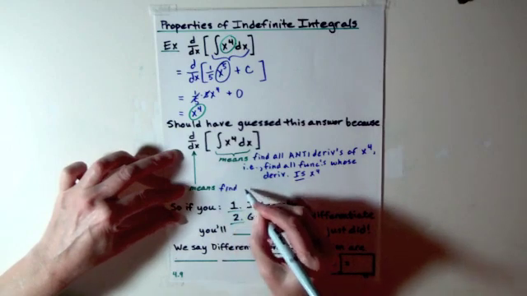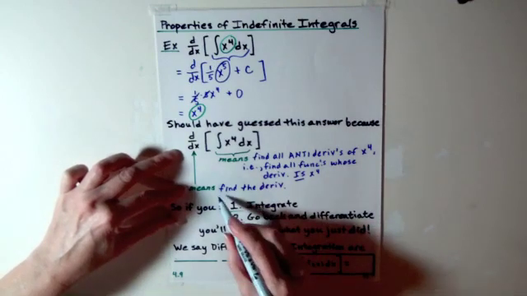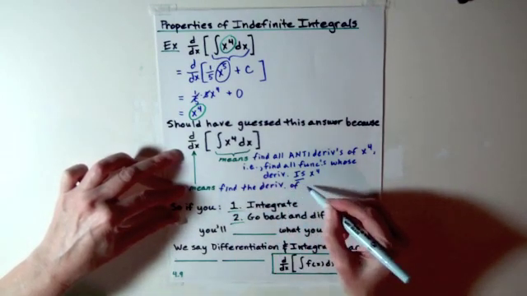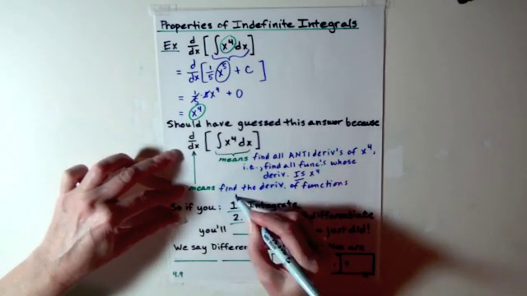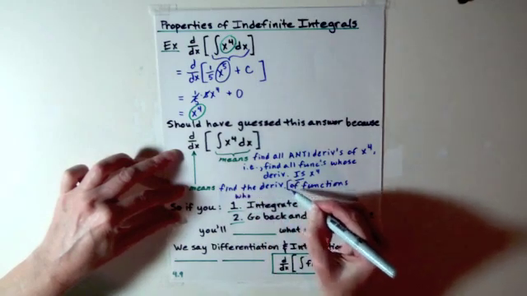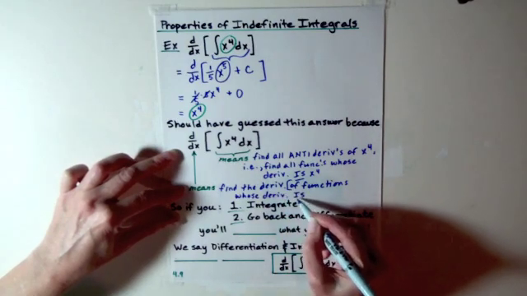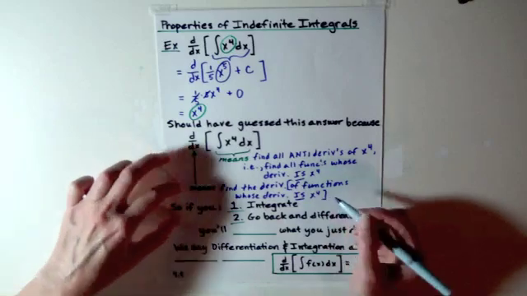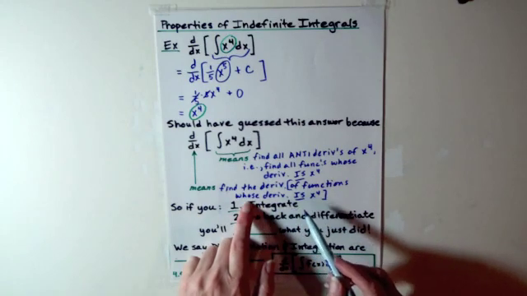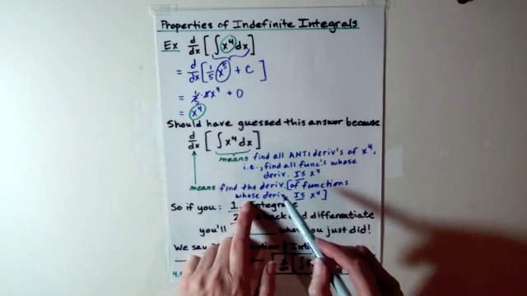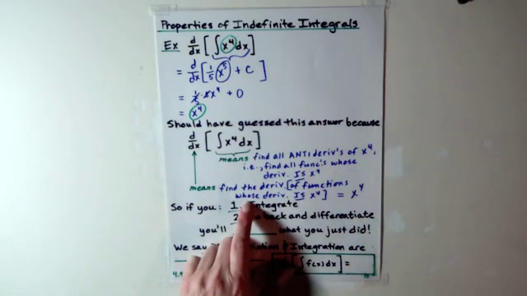Find the derivative of whatever's in the square brackets. In other words, find the derivative of a set of all functions whose derivative is x to the fourth. So we're being asked to find the derivative of a set of functions, each of whose derivative is x to the fourth. Well, if you find the derivative of something whose derivative is x to the fourth, you're going to get x to the fourth.